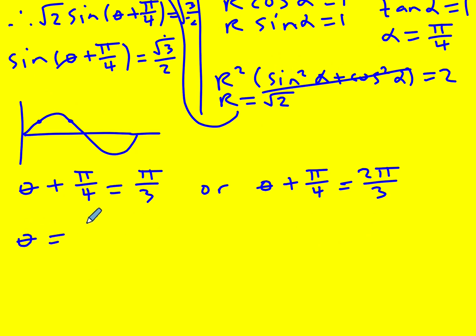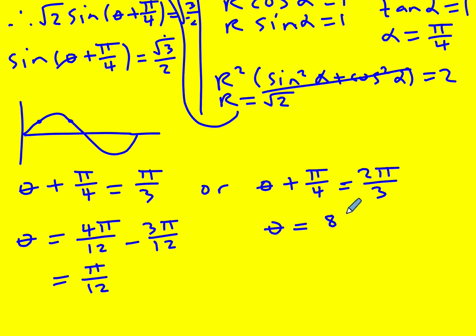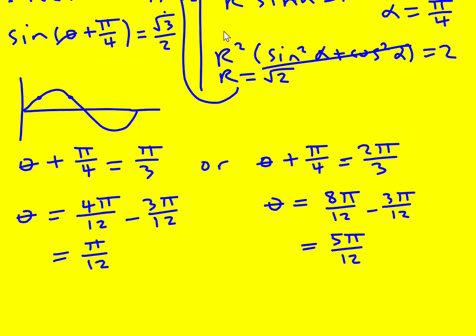That means that theta is going to be 4 pi over 12 minus 3 pi over 12 if I put them over a common denominator, which gives me pi over 12. Or theta is 8 pi over 12 minus 3 pi over 12, which is 5 pi over 12. And we've got all our solutions.